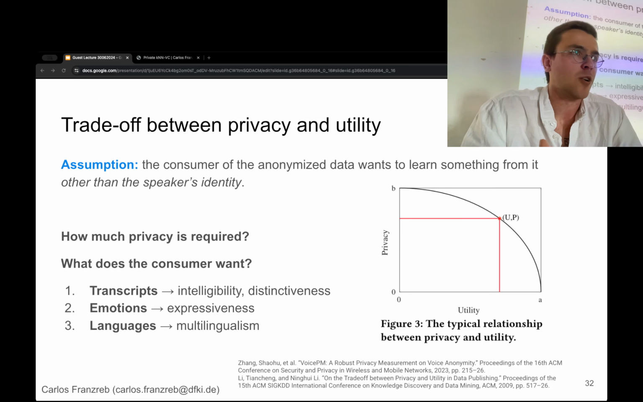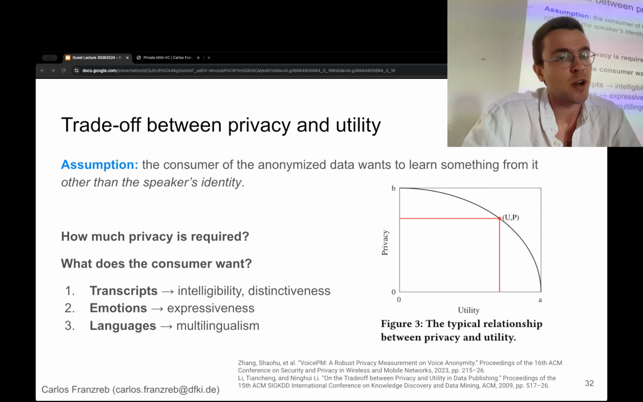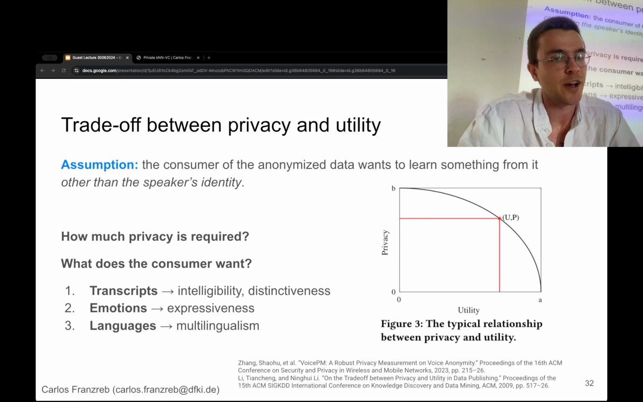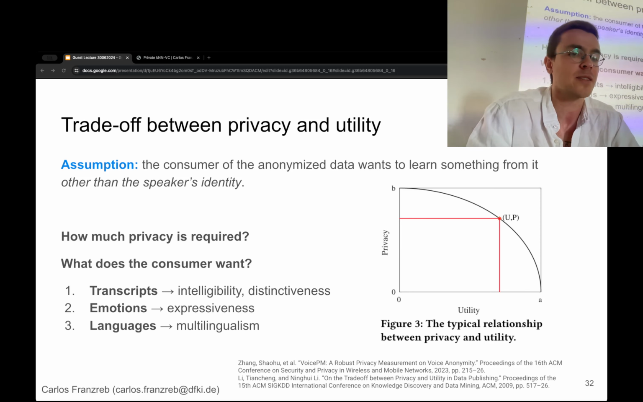Assuming that the consumer of this data doesn't want to find out the identity of the speakers, you can explore this trade-off. And then you have to ask how much privacy is required. And on the other hand, what does the consumer really want? Because that is what defines the utility that you are trying to preserve.